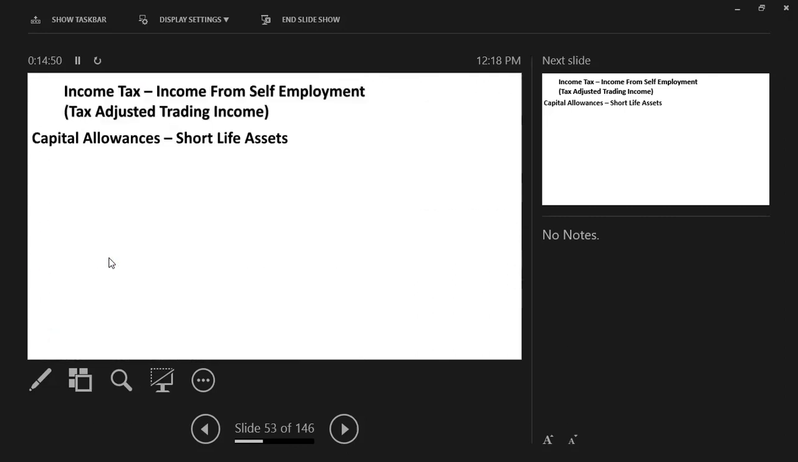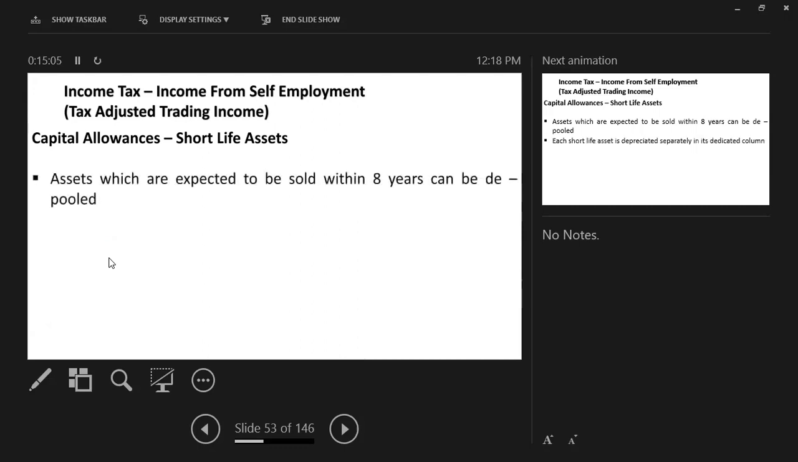Next, please give the heading short life assets. As I told you, we'll discuss one comprehensive example. Before that, continue to write the rules, and then we'll apply those rules to that comprehensive example. Short life assets: this is the definition. Assets which are expected to be sold within 8 years can be depooled, which means we will not include them in the pool.